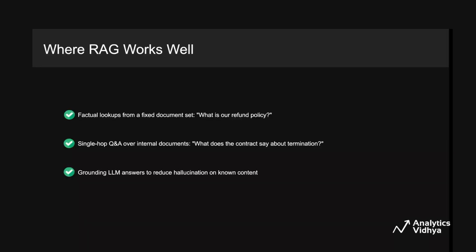Before we critique RAG, let's be fair about where it genuinely works well. Factual lookups from a fixed document set work great. If someone asks what is your refund policy and that answer sits cleanly in one document, RAG will find it. Single hop question answering over internal documents works well too. Questions like, what does the contract say about termination, have a self-contained answer that RAG handles reliably. And RAG does meaningfully reduce hallucination. The LLM now has real retrieved content to work from instead of guessing from training data alone. RAG is not broken. It is a solid system for a specific class of problems. The question is what happens when your queries get more complex.